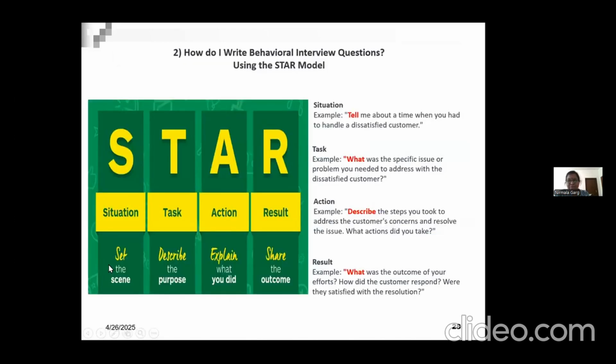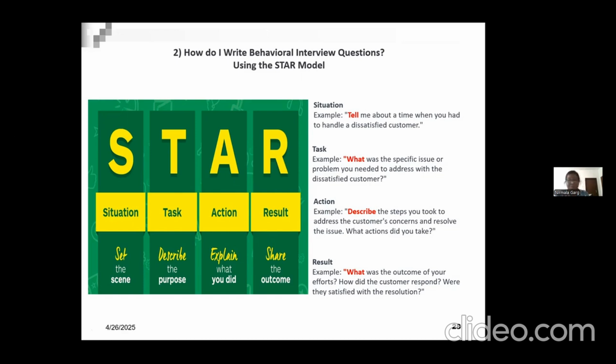The situation: what is the scene like? Then what is the task at hand? What is the purpose? What do you need it to do? Then what action did you do? And result. Many people say we did this, we did this. When you're talking about action, it is not we. Then I have to clarify what was your role in it. How did you go about it? I want to know what Paul did. I don't want to know what the group did. The group may have done it, but what is it that you did?